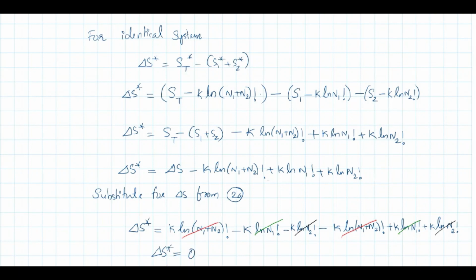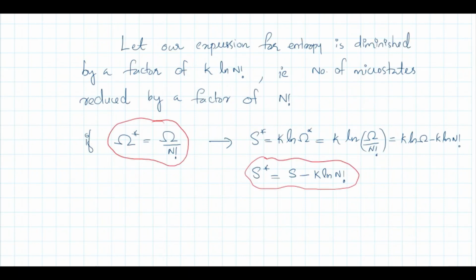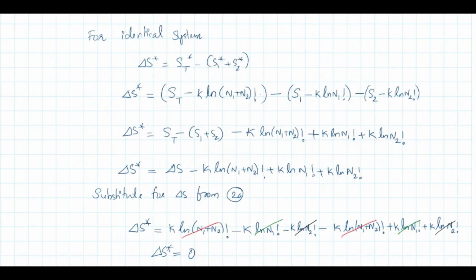So if you redefine entropy as S minus k log n factorial, this new entropy will satisfy that the change in entropy for a reversible process should be 0.